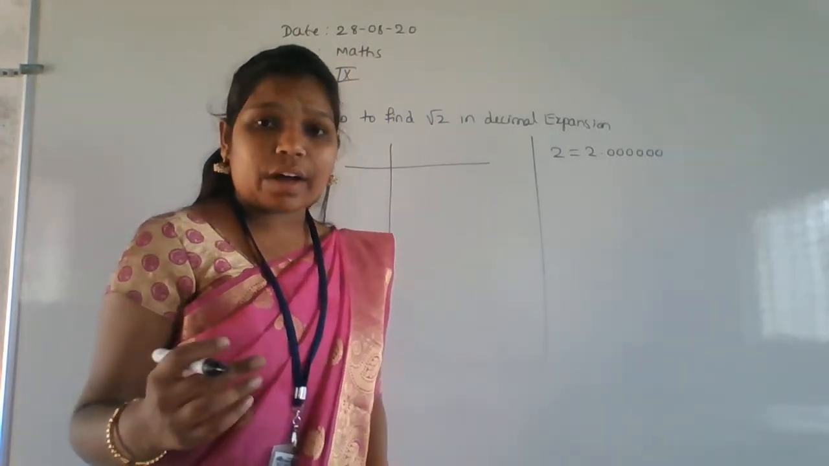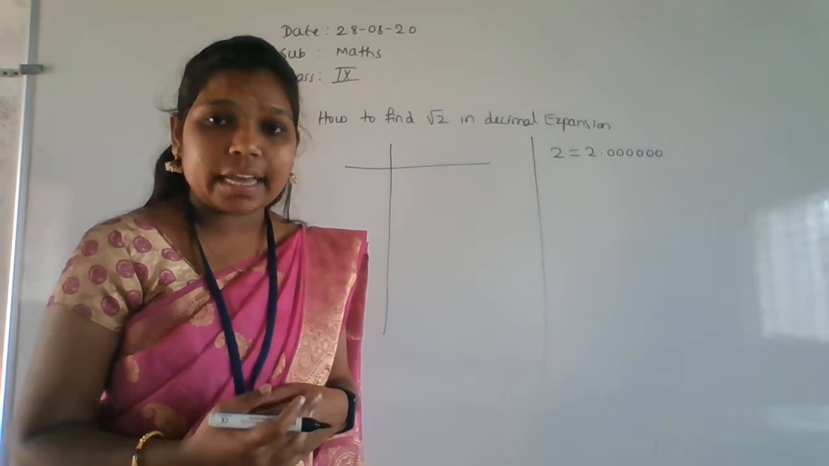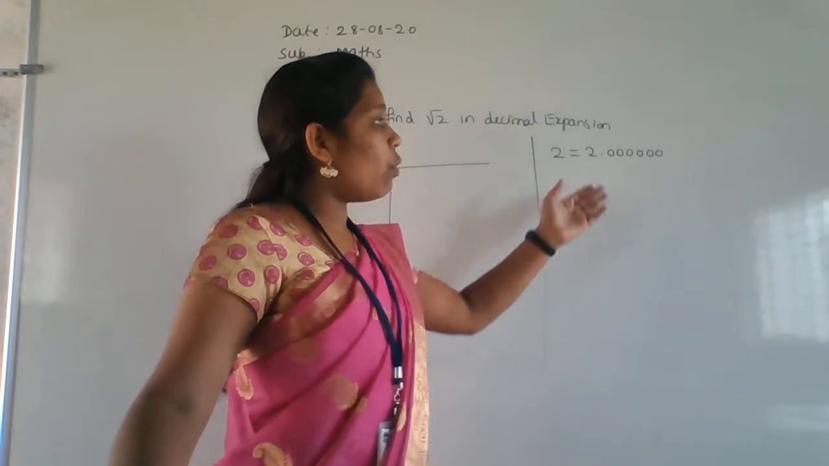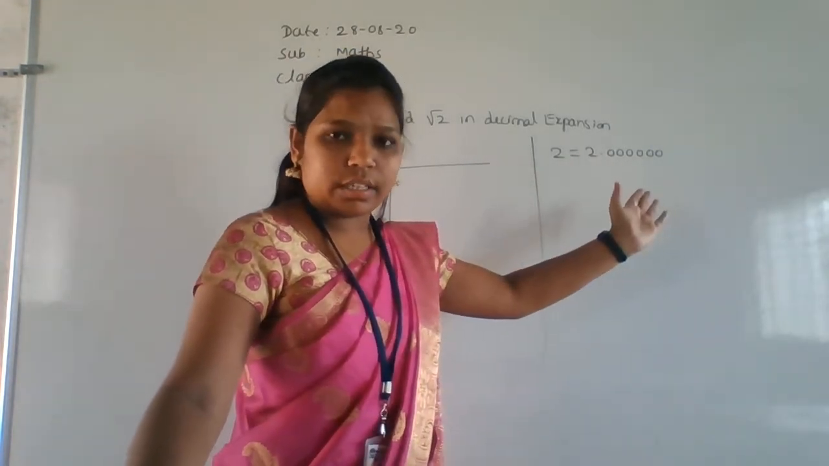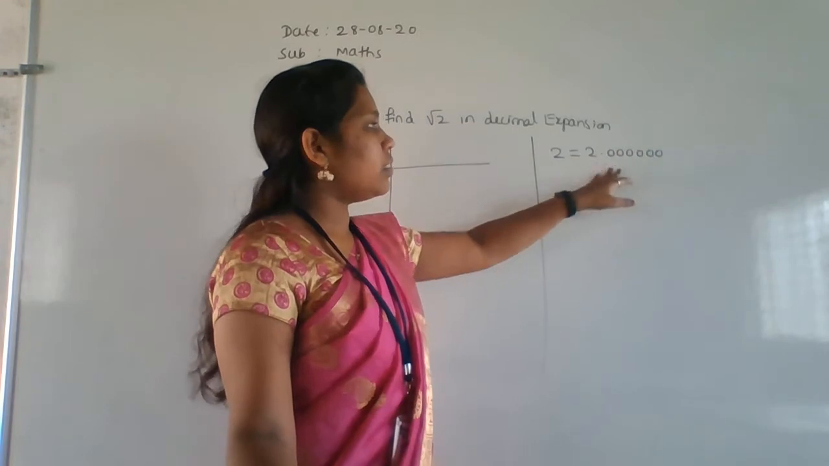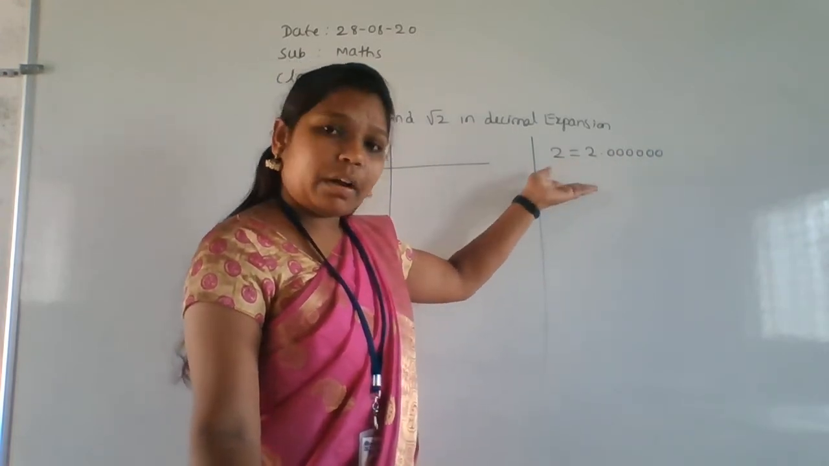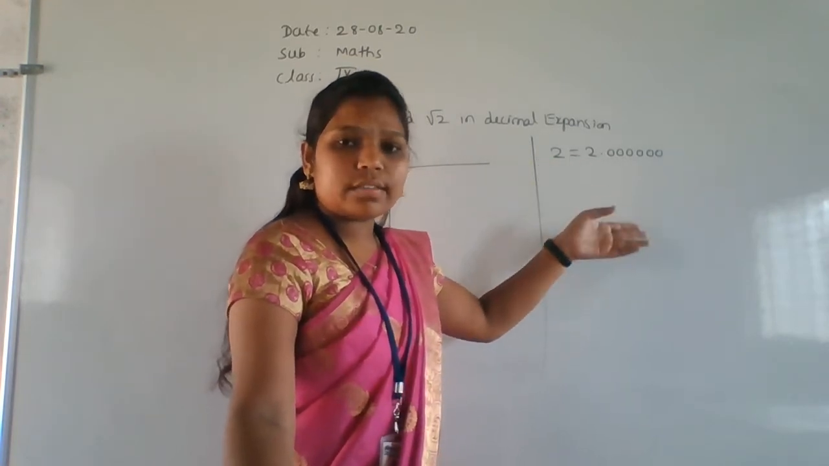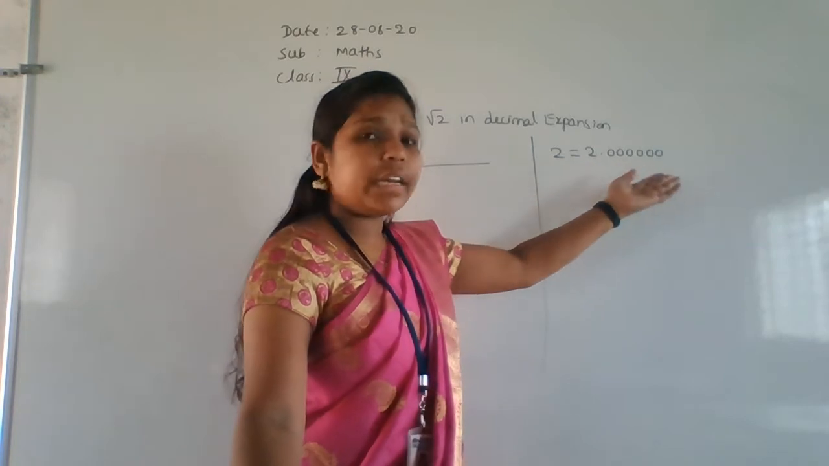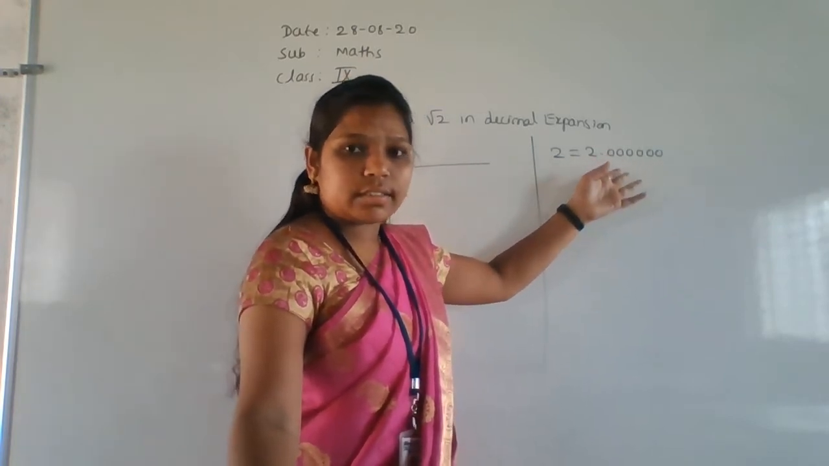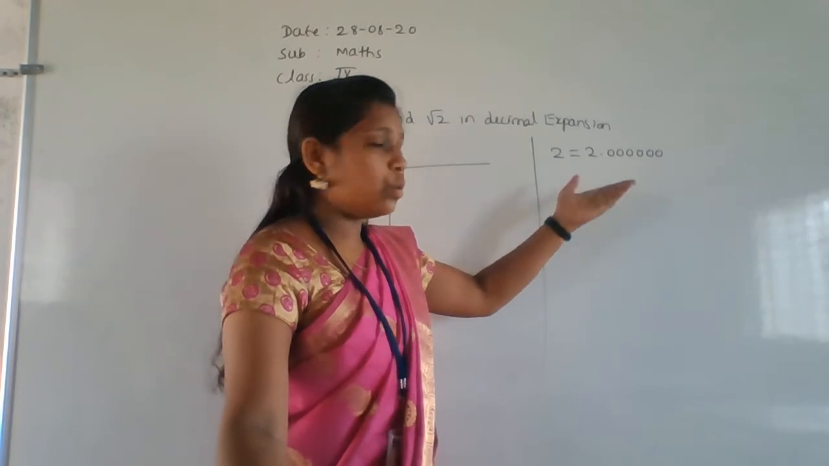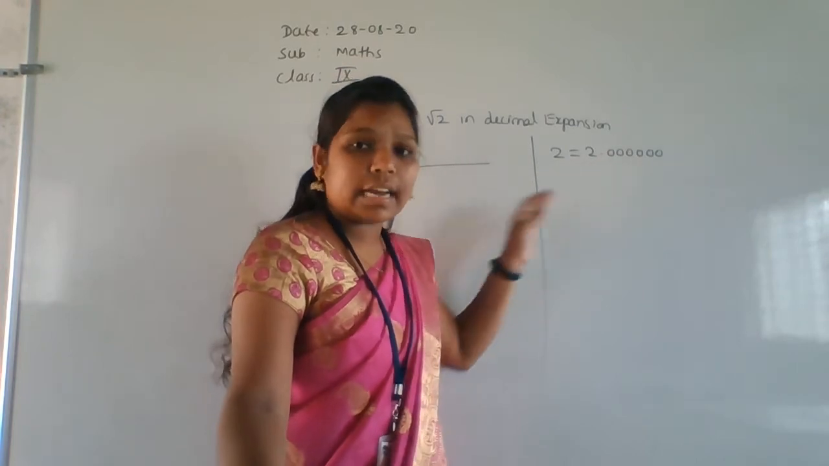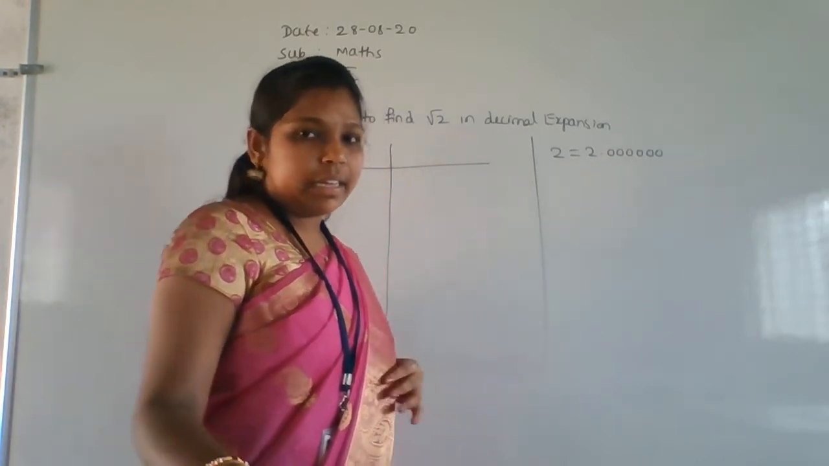Take 3, 4, 5, 6, 7, 8, 9, any number you can take. After that number we can put a point and take as many zeros as you want. It doesn't matter here. Okay, so this is equal to this one only. Take any number. For any number we can write like this. So 2 is equal to 2.00000. You can take infinite zeros here, not only 6 zeros. Okay, take any number of zeros. For the division those zeros will help us. That's why I am taking those zeros here. Okay, it doesn't mean anything here.